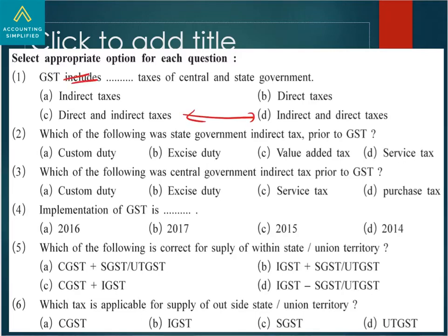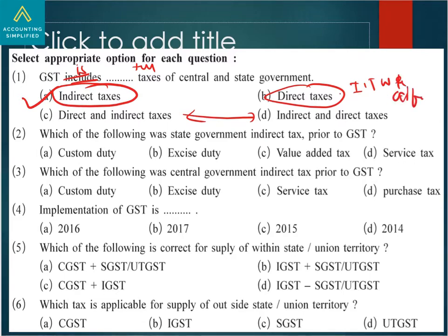So GST includes blank types of tax, whether it is direct tax or indirect tax. It is an indirect tax, because the burden has to be borne by the ultimate user, right? Direct tax, what are the direct taxes? Income tax, wealth tax, and gift tax are examples of direct tax that we have learned.